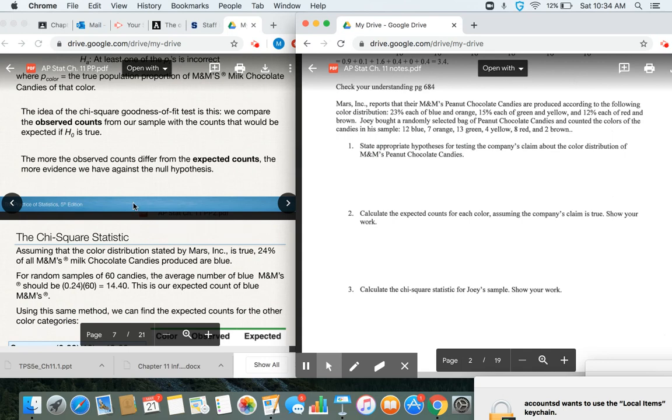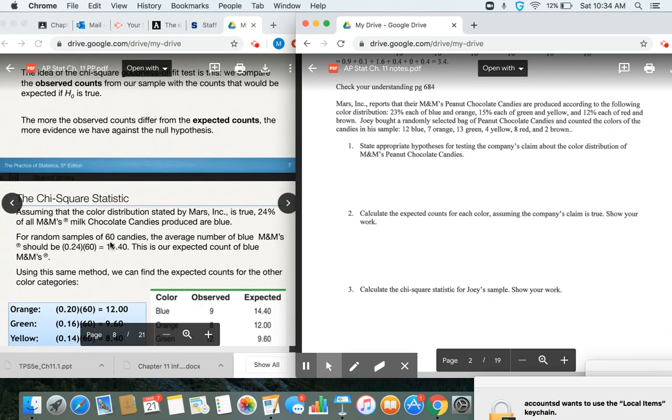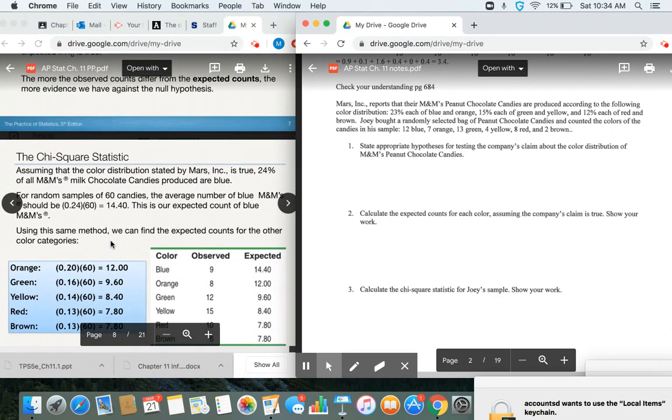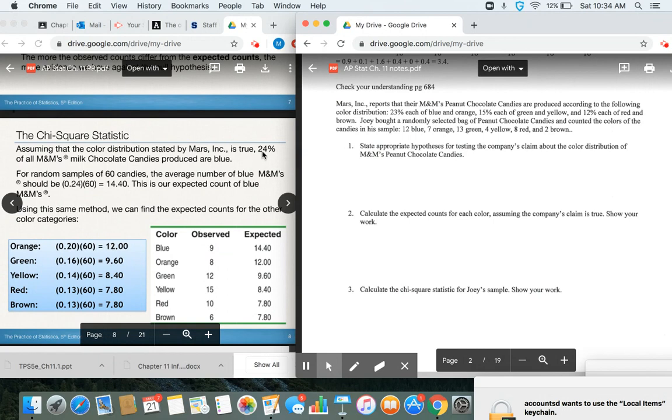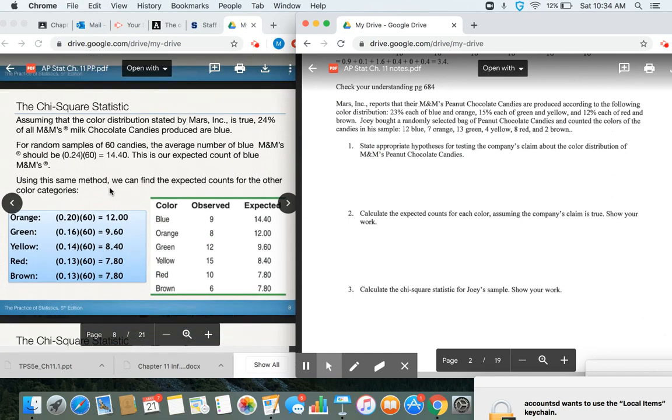All right? We would think that if our bag of M&Ms contains 60 candies, we would expect to have 24% of them blue. So 24% of them comes out to being 14.4. Right? We would do the same with the orange, the green, the yellow, the red, and the brown. We'd say, okay, well, 20% of 60 or 16% and so on. And these numbers right here, and they're okay to have decimals, we would use them as our expected counts. So it's good to kind of see this in a column form or a table form where we have our observed, we have our expected.